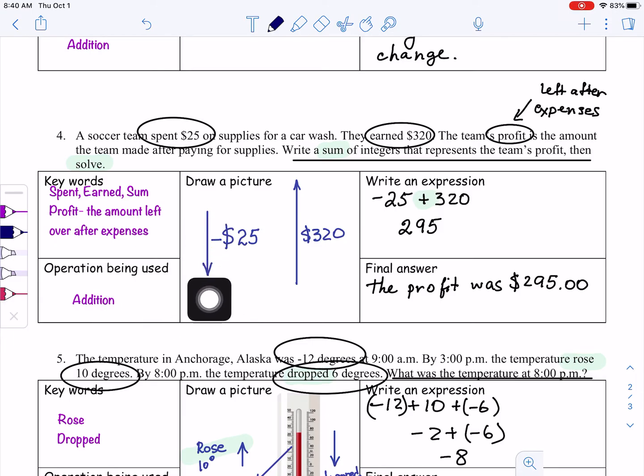On question 4, a soccer team spent $25. You see $25, see it going down, and then earned $320. So we need to find the profit, and the profit, remember, is the money that we end up with after we took out all of the expenses. So it was -25 because we spent it on supplies. We added 320, and that's 295. The final answer is $295 after you subtract 25 from 320. And important words here are spent, earned, sum, and profit.